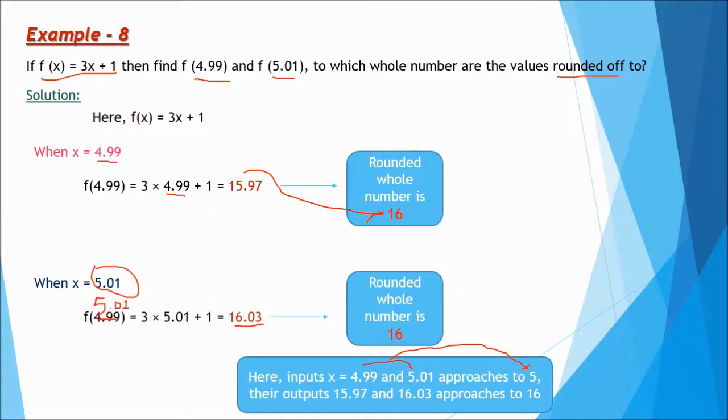That's the conclusion. When inputs are rounded off to 5, 4.99, if we round it off, then it will be 5. 5.01, if we round it off, then it will be 5. Then their output is also rounded off to 16.